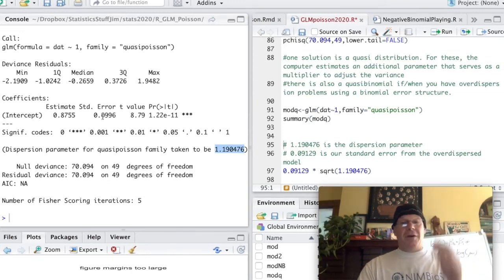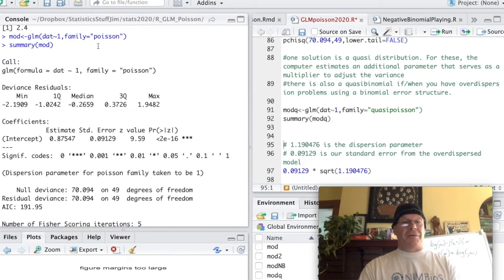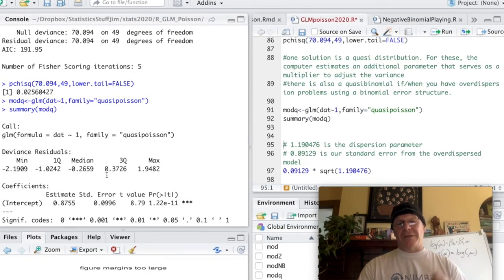If we go back and remind ourselves, this is using just the Poisson distribution here, notice that this is our standard error, 0.09129. When we use the quasi-distribution, our standard error has now increased and it's 0.0996. Now granted, that's a pretty small difference, but it's still a difference. And if your data are highly overdispersed, which sometimes can happen in pretty dramatic fashion, you can end up with a very, very large dispersion parameter.